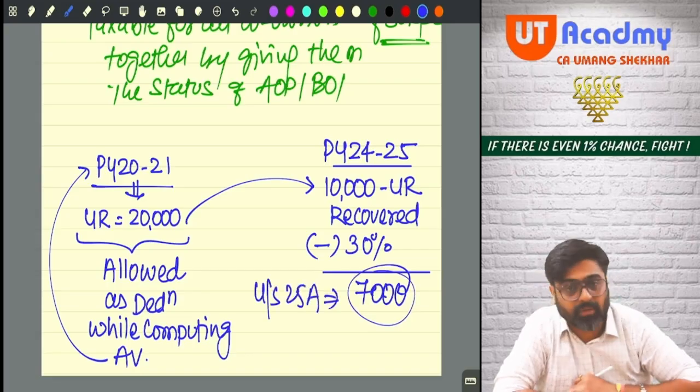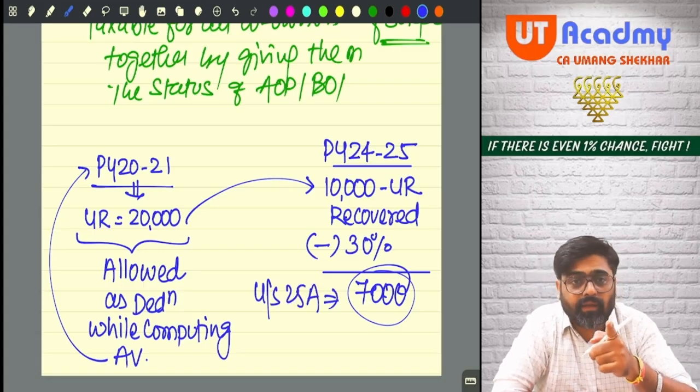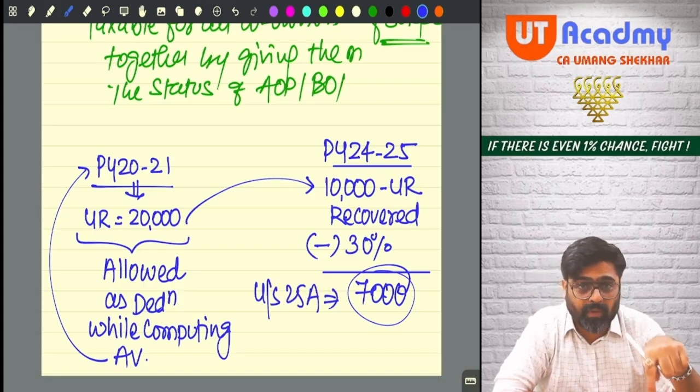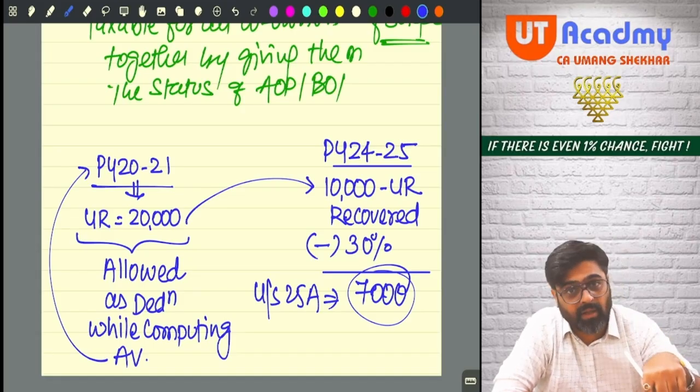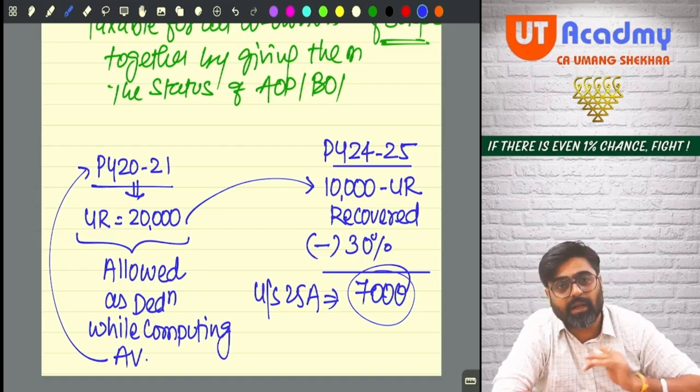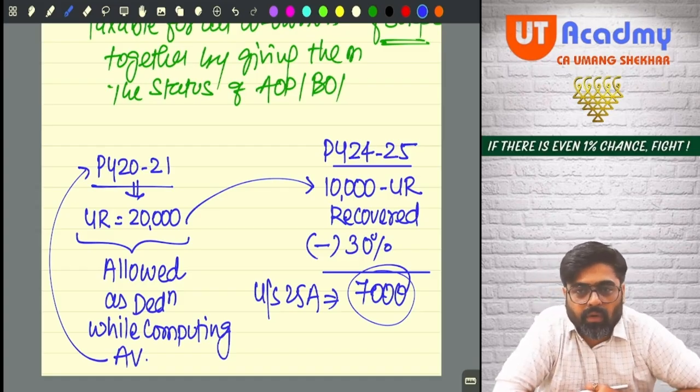This will be taxable in this year, even if you are not the owner of the property in the year of receipt. The property to which this unrealized rent relates is not owned in this year. Still, this will be taxable under the head house property. Got it, everyone? Sure, easy.